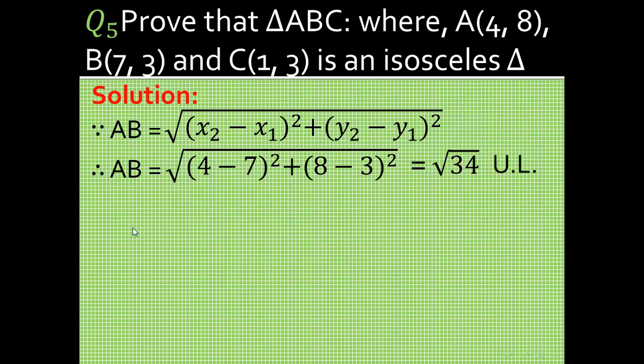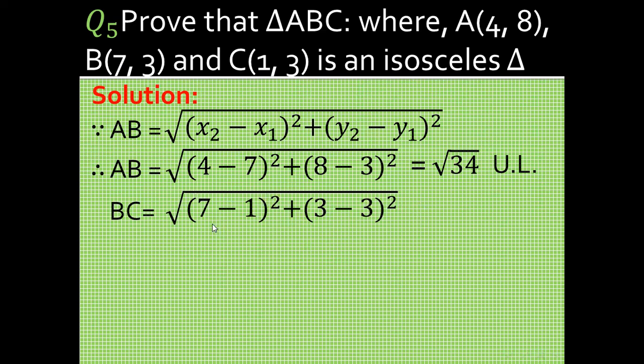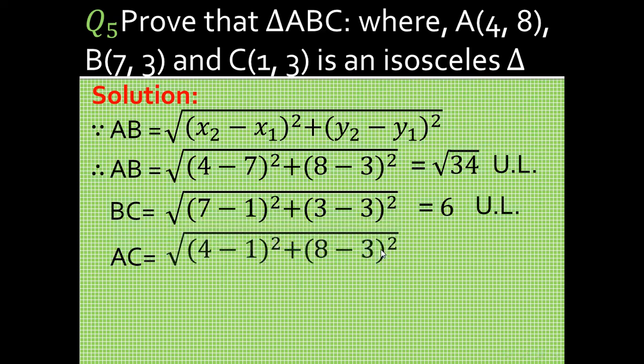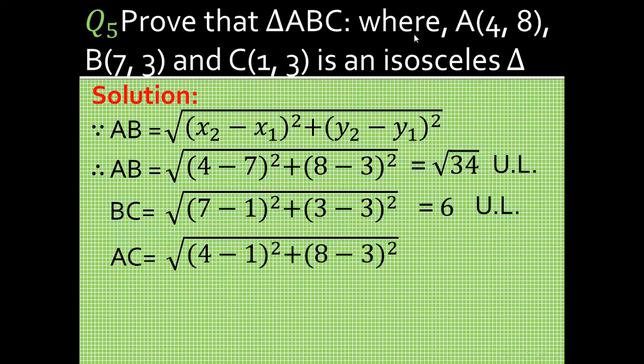And find BC. BC equals the root of bracket squared plus bracket squared. In the first bracket, I will write 7 minus 1. In the second bracket, 3 minus 3, which equals 6. Finally, find AC, the root of bracket squared plus bracket squared. AC, 4 minus 1 in the first bracket, 8 minus 3 in the second bracket, all squared, equals root 35.